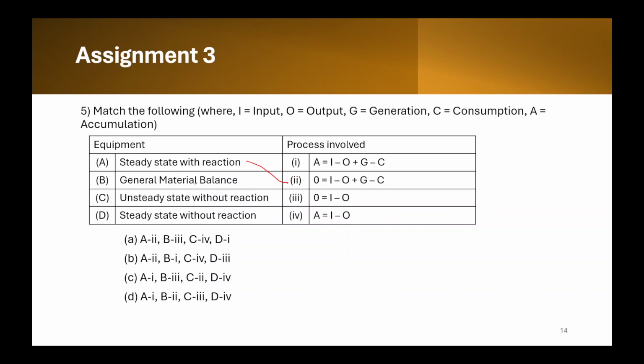Now give me the general material balance equation. What will be the correct answer here? General material balance. There is no constraint of steady state or unsteady state, or whether reaction is there or not. So what will be the general equation? We have discussed this. It will be the first option.